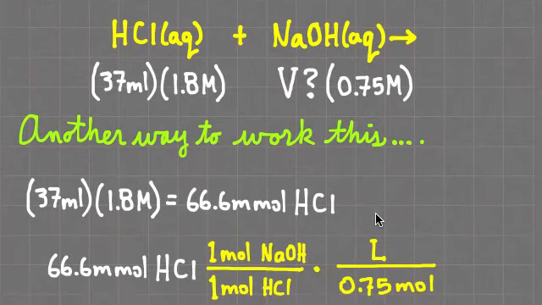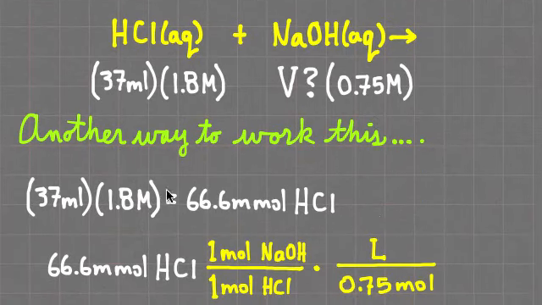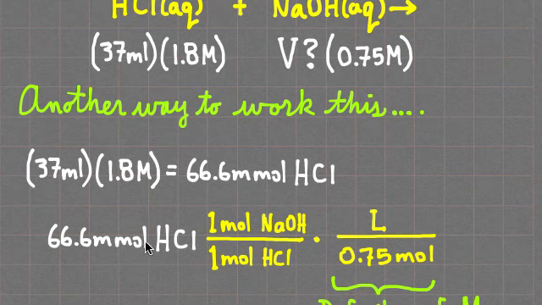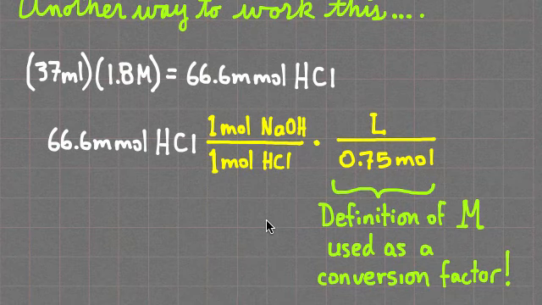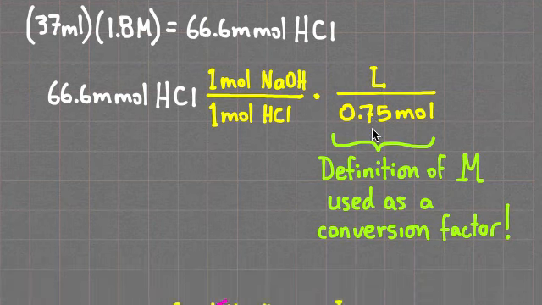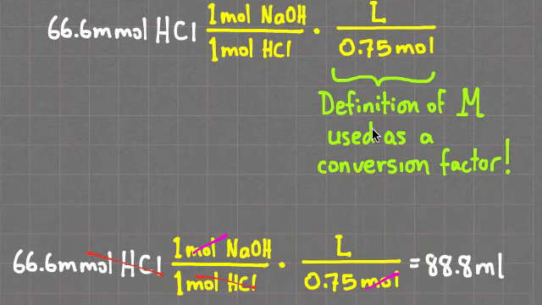Another way to write it would be to say this one times this one equals this one times, a more long-winded version. Since 1 mole of this reacts with 1 mole of this, I could use a conversion factor and convert millimoles of acid to millimoles of base. Then, via the definition of molarity, which was 0.75 moles per liter, I use this as a conversion factor. It's kind of upside down, but I wanted the moles of NaOH to cancel with the moles of NaOH here, and convert to liters. And voila, it works out to the same answer.